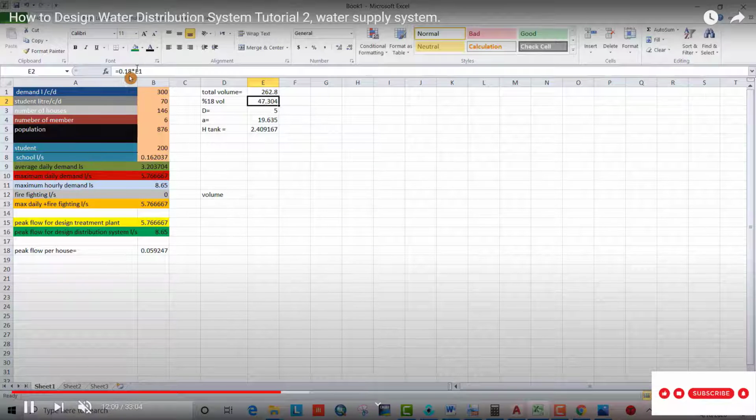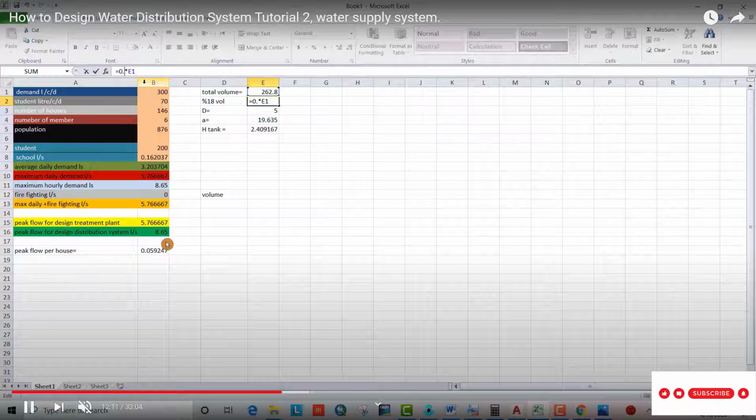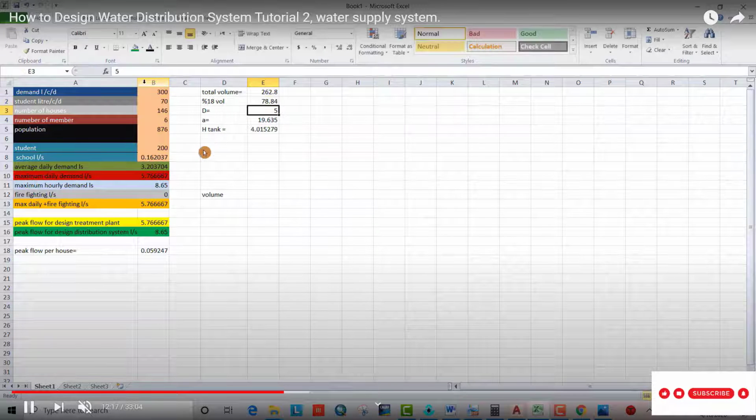Just provide 0.3. Sorry, here I should change to 0.30. So 0.30 of total volume equals 78.84. And if I use diameter 5 meters, the area of the tank will be 19.63. And I choose height of tank 4. So now I find the volume of tank, which equals 78, diameter of tank 5, and height of tank 4. Let's provide it to EPANET.